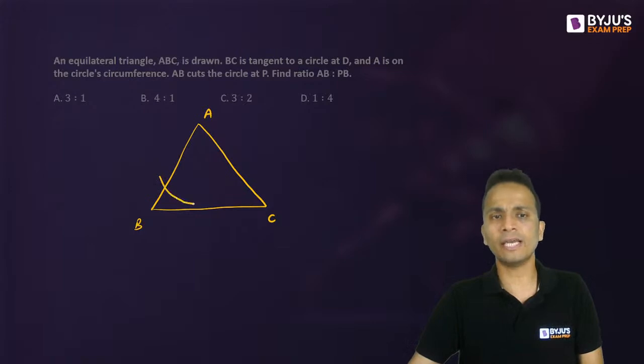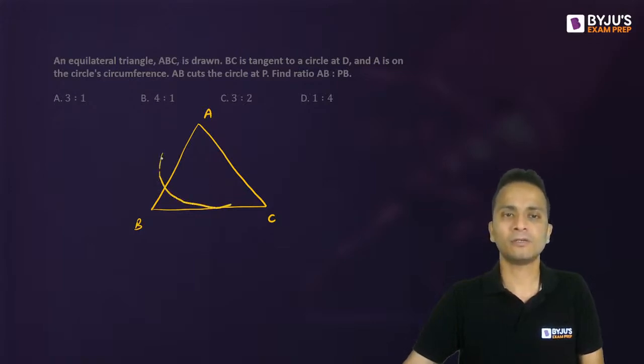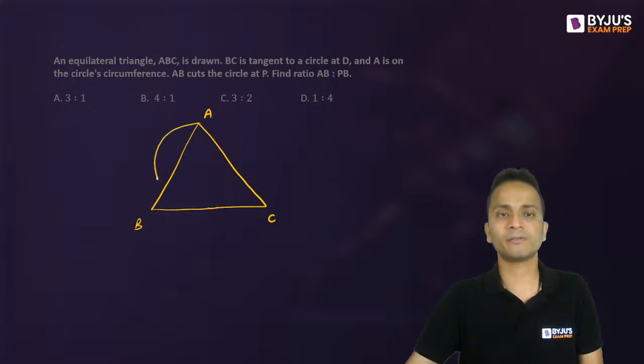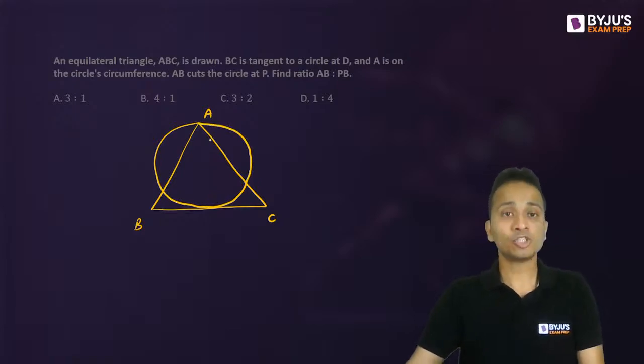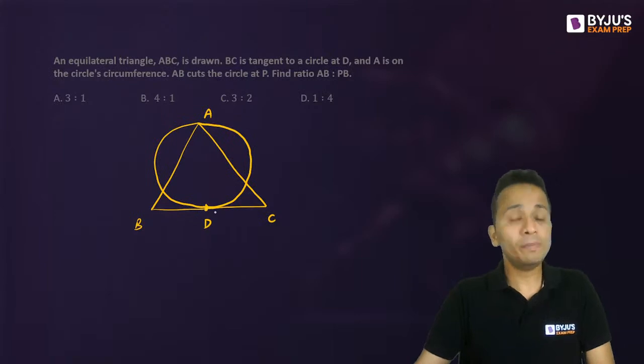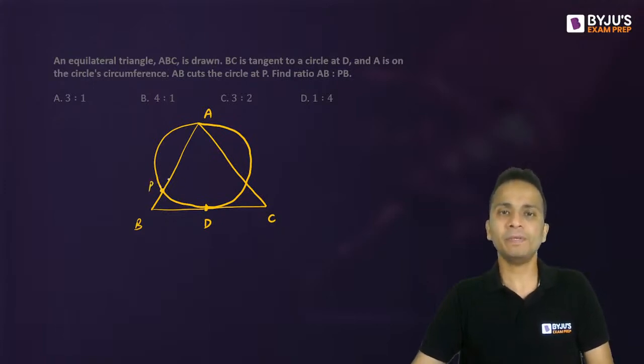So I can draw a circle like this. Wait, I'll draw it again. So it should be clear. Please pardon my drawing. All right. Perfect now. So I'll draw a circle like this. It is tangent to BC at point D. Now, one important thing is this point D will be the midpoint of BC. Also, this circle is passing through AB and cutting at point P.